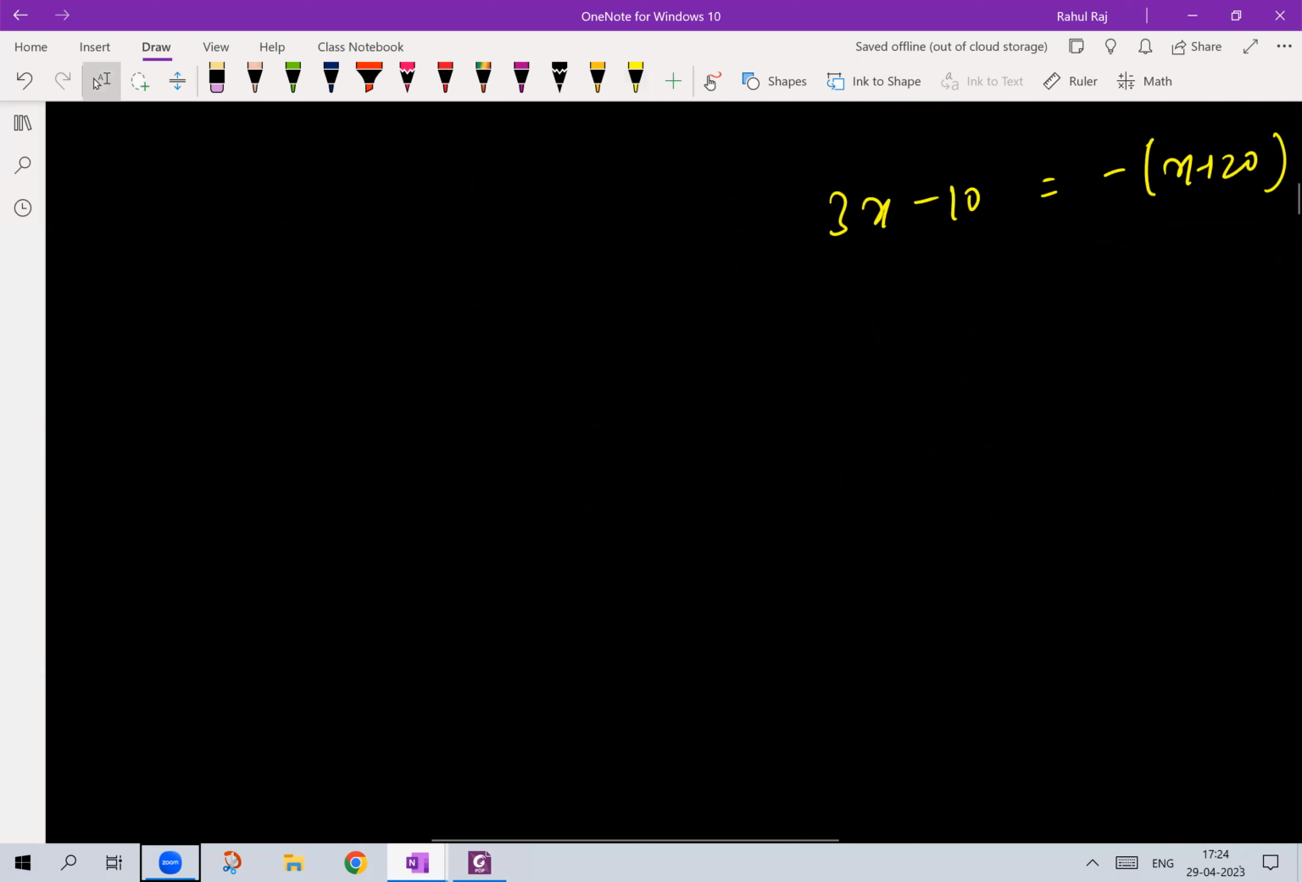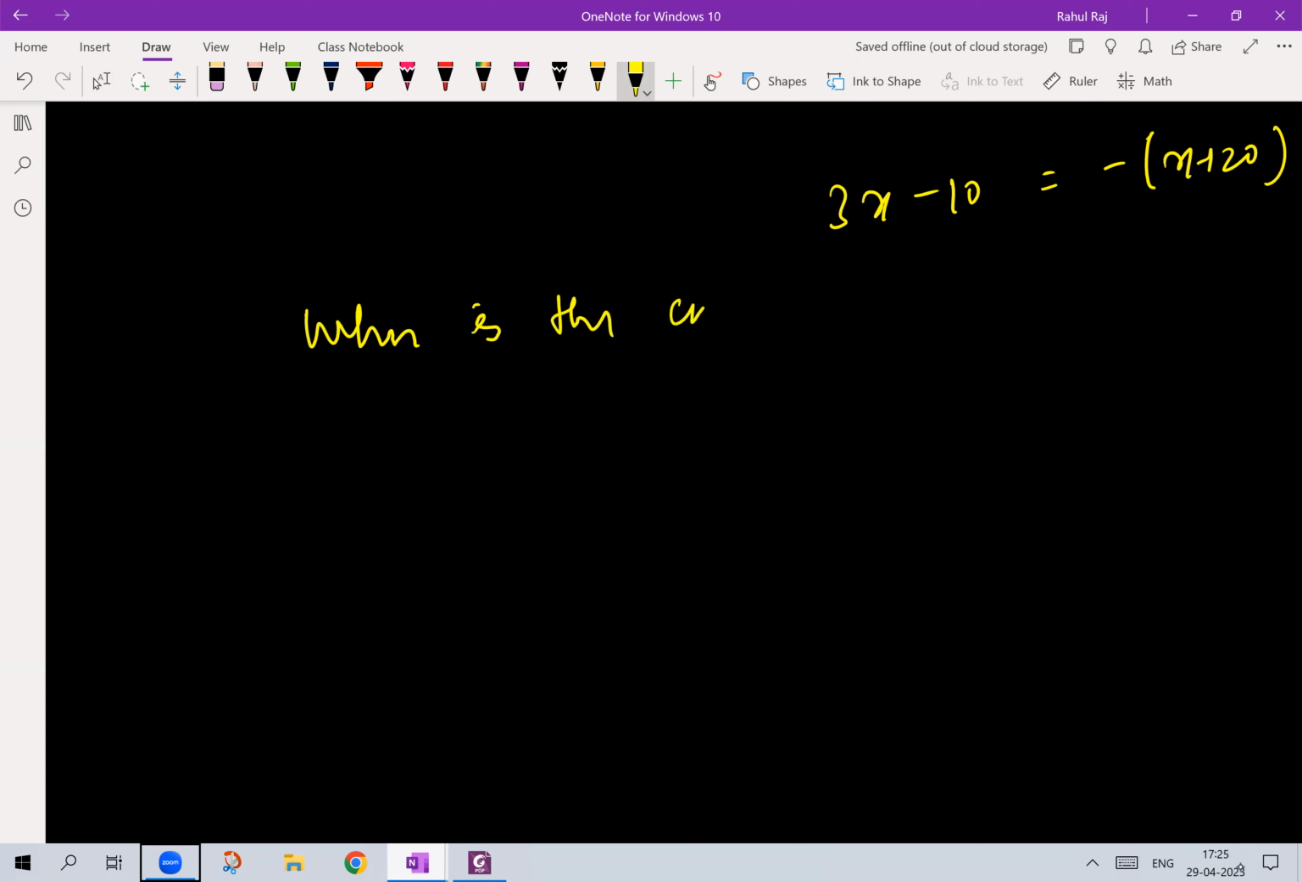Now in mod, it's very important to understand one simple line: when is the condition possible? What do I mean by this? You don't have to be scared at all by looking at the expressions in the questions of mod. Your simple job is to think, for anything, when is the condition possible?